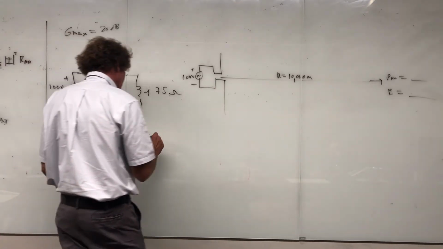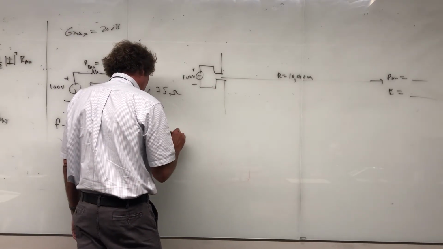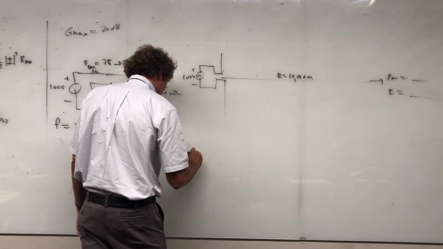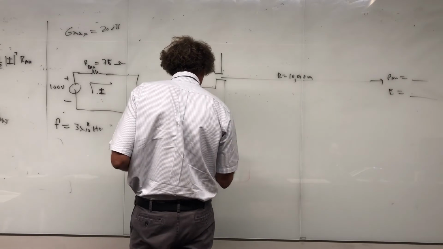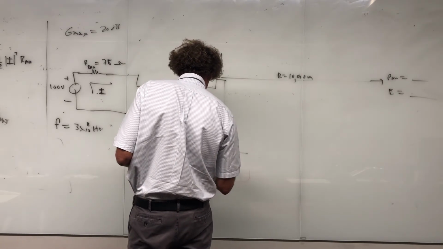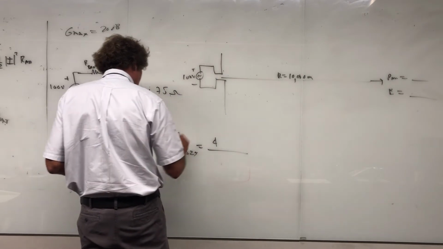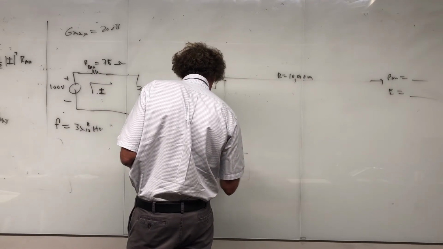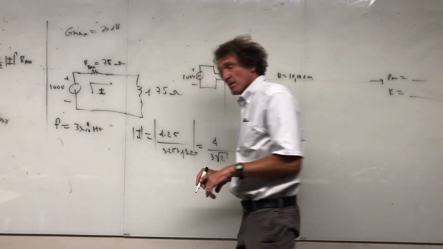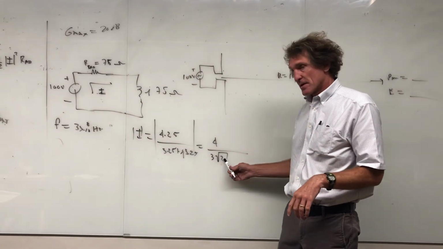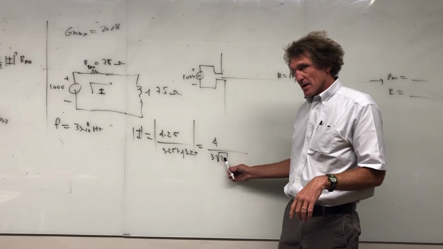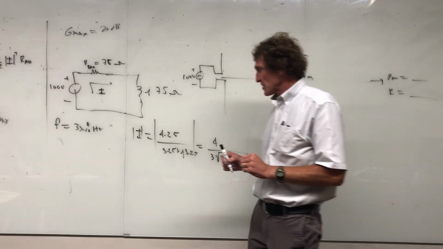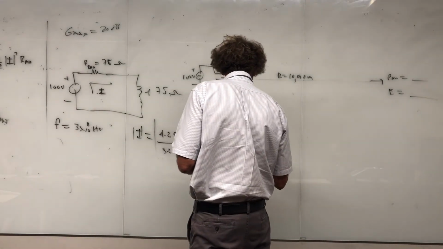So 100 is 4 times 25 over 3 times 25 plus j 3 times 25. So in magnitude, I have 4 over 3 times square root of 2. You agree? And we could mess around with it, but I'm going to leave it like that. That's going to be I, and that's in amps.